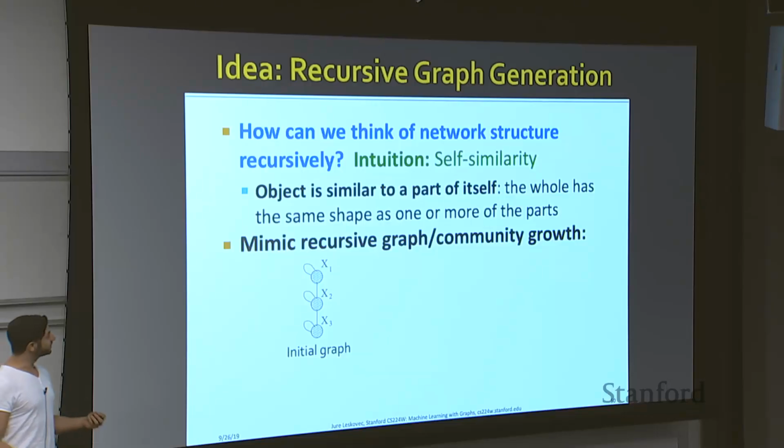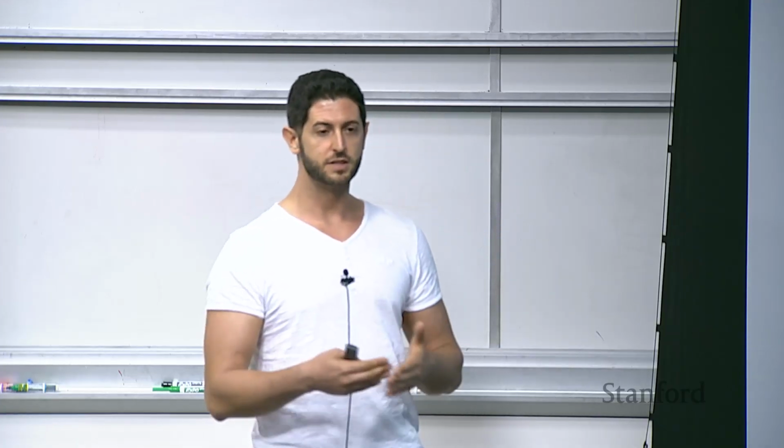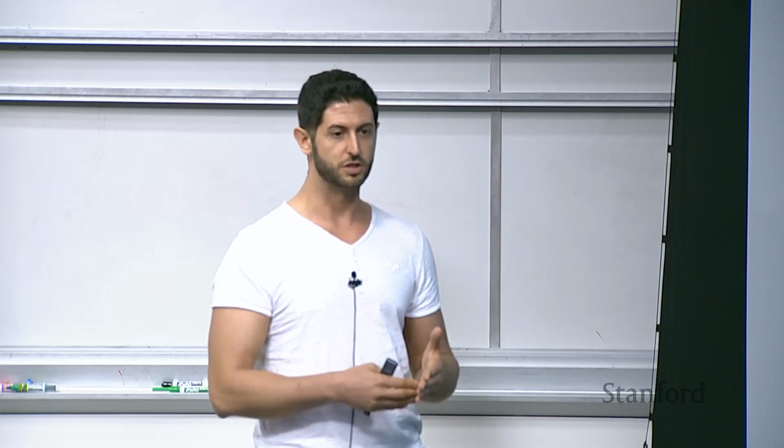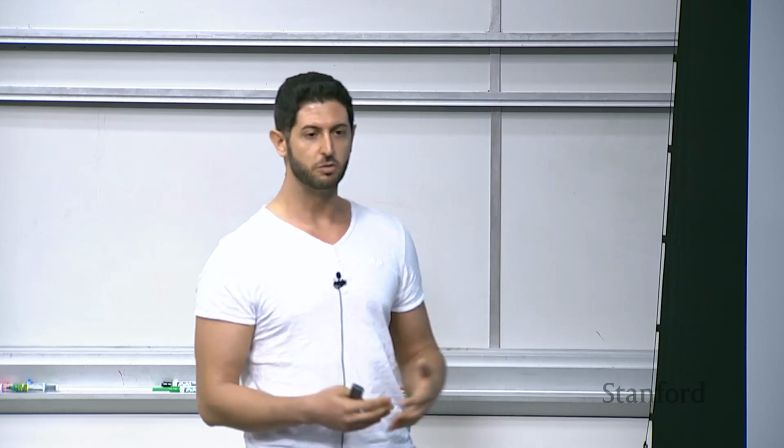Now, what is the key idea behind it? What we want to do is we want to generate this network structure recursively, okay? And the intuition is the self-similarity one. So think about a big social network. The way in which people establish friendships in different countries is pretty much the same.